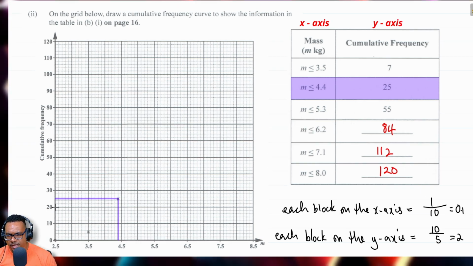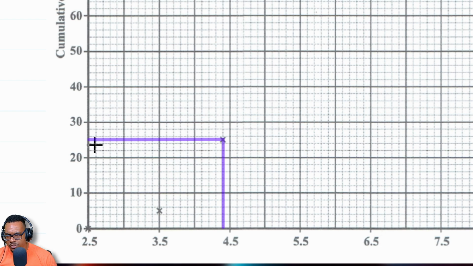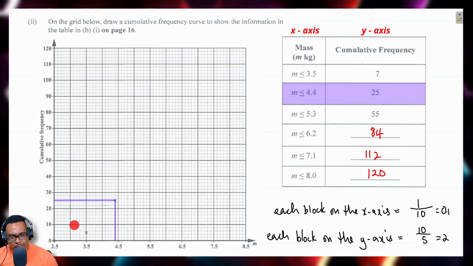So when you come here now, we are 20, 22, 24, and here's 26. So between 26 and 24 will be 25. And that's why this x here is in the middle of 24 and 26 for it to be 25. So now that we have established that, let's plot the rest of the points.